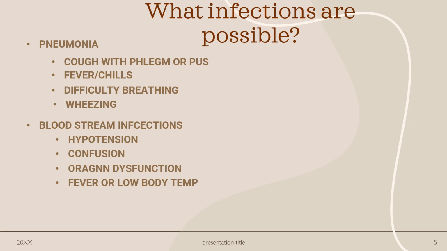Another type of infection would be a bloodstream infection, which can in turn lead to sepsis. Some symptoms that go along with that would be low blood pressure, confusion, organ dysfunction, such as your kidneys. Your kidneys will slowly stop producing urine. So that would be a low urinary output, fever, or you can even have a low body temp.